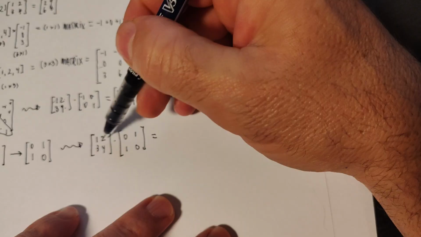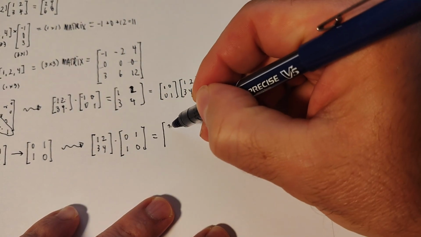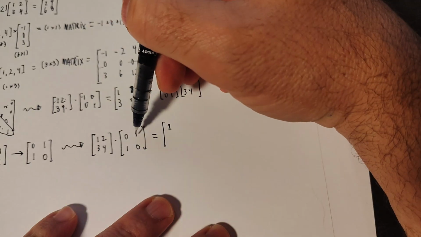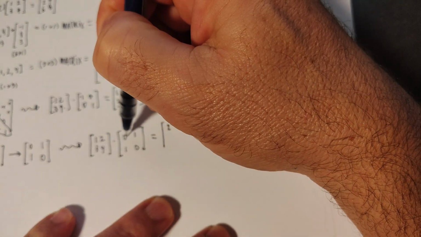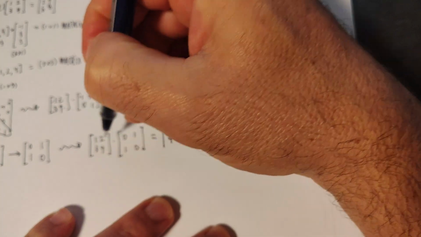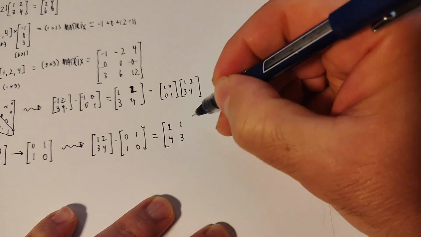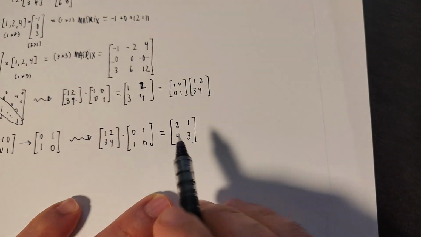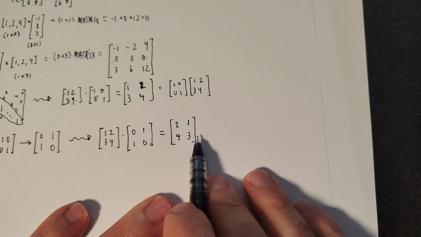So that's 1 times 0 is 0, plus 2 times 1 is 2. Okay. 1 times 1 is 1, plus 2 times 0 is 1. And then 3 times 0 is 0, plus 4 times 1 is 4. And then 3 times 1 is 3, plus 4 times 0 is 3. All right. So what you can see here is that this is the same thing as the matrix we started with, but with the columns swapped.